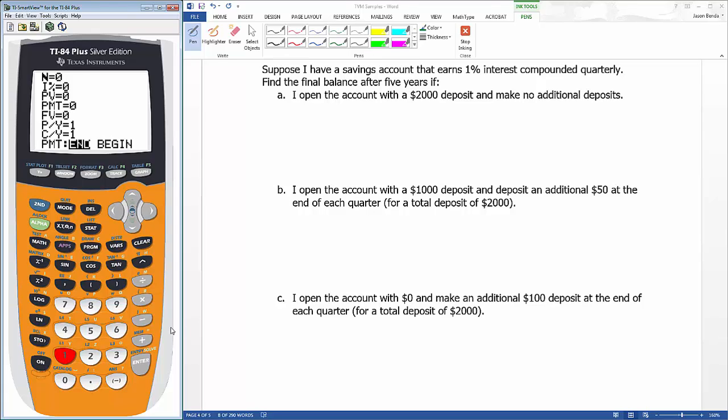And it says the interest is being compounded quarterly. I've got 1% compounded quarterly. So I% is going to be 1.